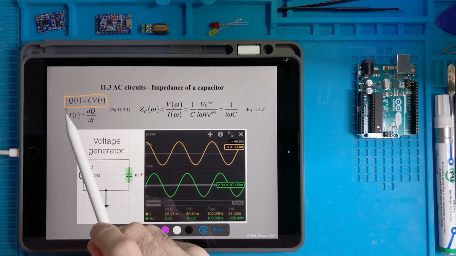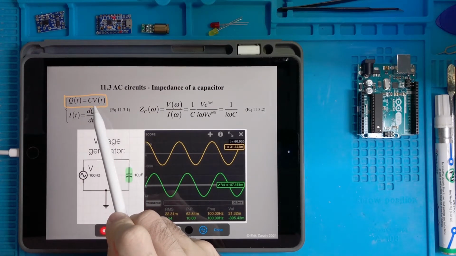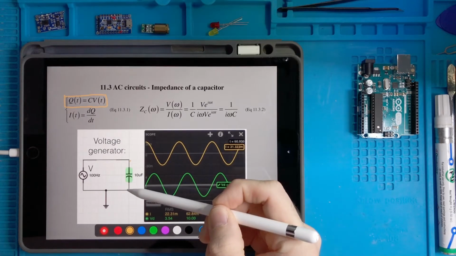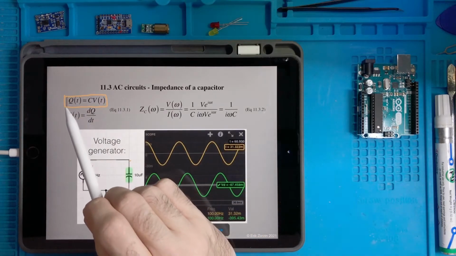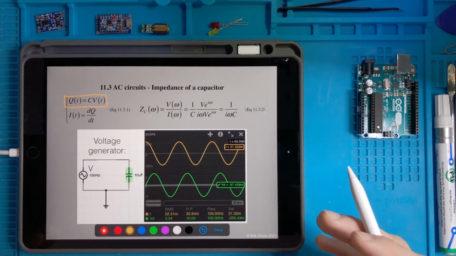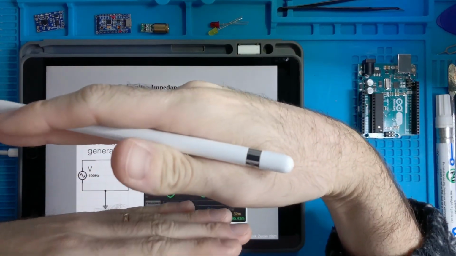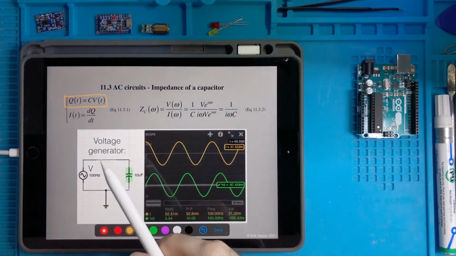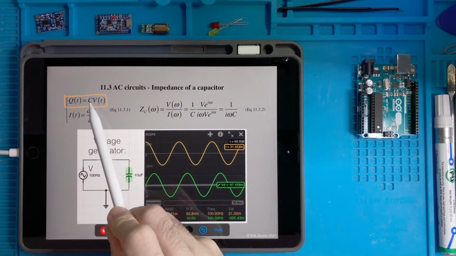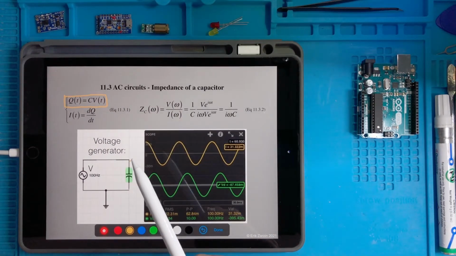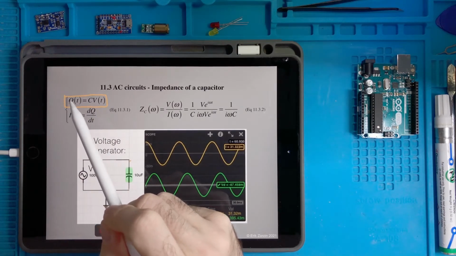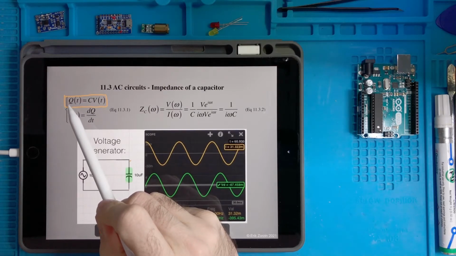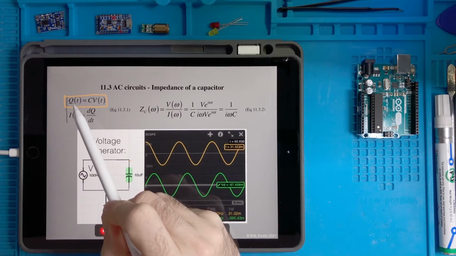So if we take the voltage across a capacitor, what we can know is that the charge which is deposited on the plates of the capacitor, remember the two parallel plates, is proportional to a certain value C that we called capacitance. So now we have to know that if we consider the charge as a function of time.